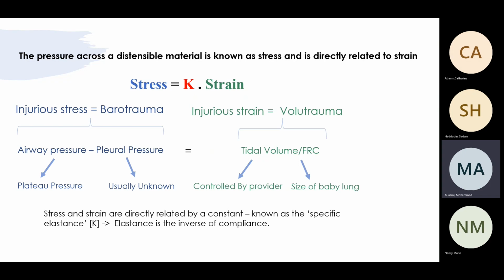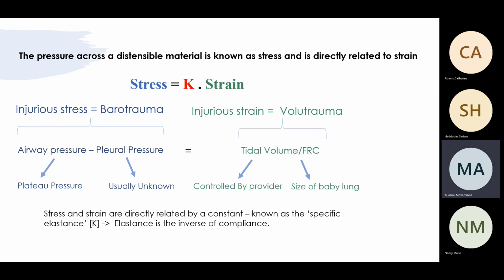Let's make the question more clear. So stress equals constant times strain. If the constant equals 12, how can I make the stress equal to 12? So strain is 1. How can I make strain 1? The tidal volume over FRC. So if your FRC is high, you need to go up on tidal volume. I need a tidal volume to FRC ratio of 1. That will give me a normal stress, which is 12.